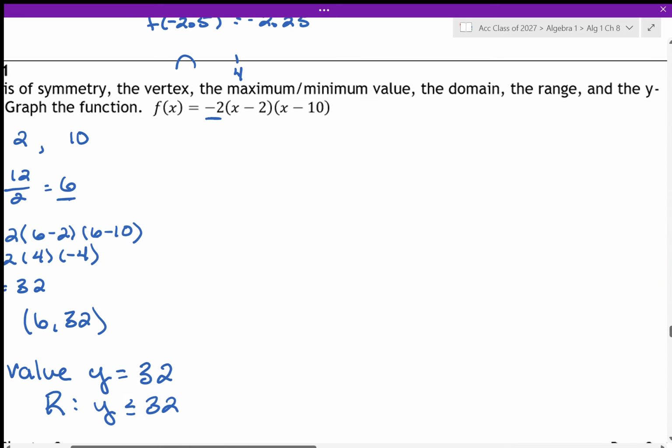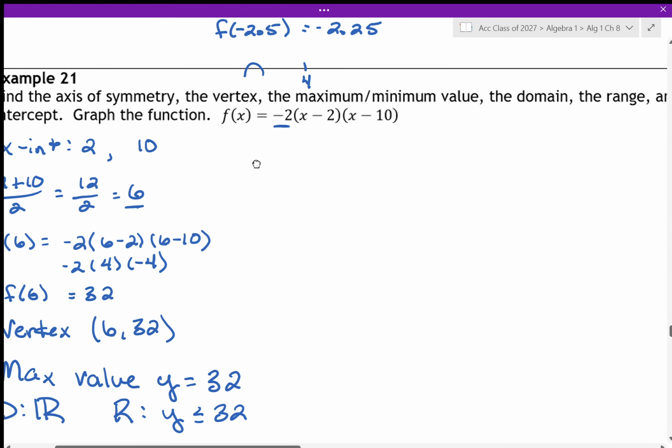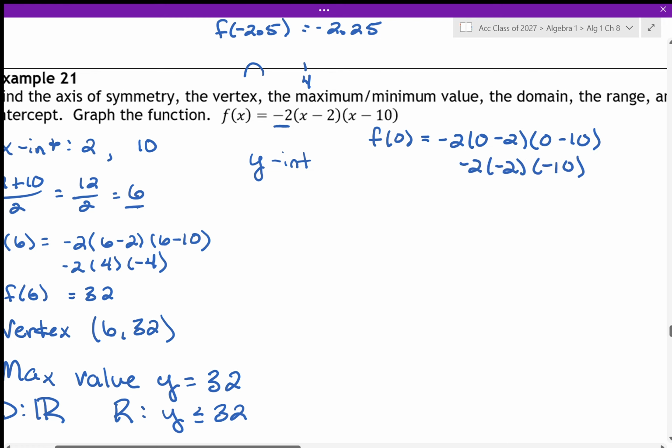Lastly, I'm going to get my y-intercept before graphing. Y-intercept. I'm going to plug in f of 0. So -2 times 0 minus 2, 0 minus 10. -2 times -2 times -10. That's going to be what? -40. So my y-intercept is -40.